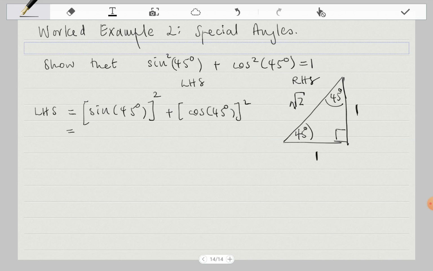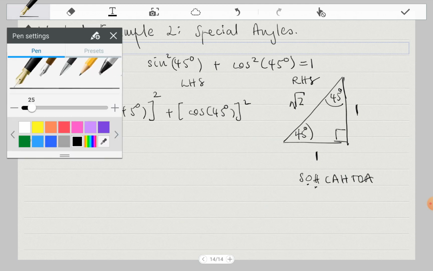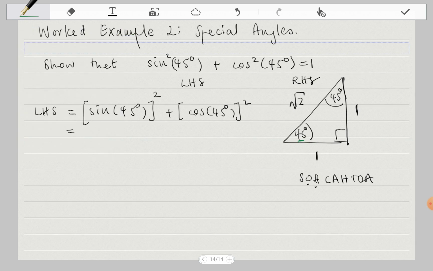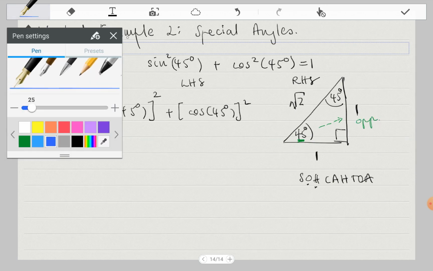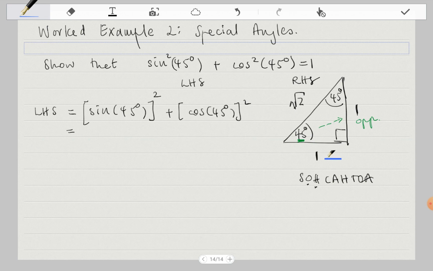And if we go in with our SOHCAHTOA, sine would be opposite over hypotenuse. Now obviously it doesn't matter which angle you choose, they both are going to be the same. So if we take this as being our reference angle, this would be your opposite, and then this would be your adjacent here, and then your hypotenuse would be the root 2.